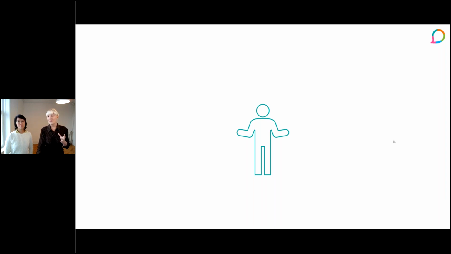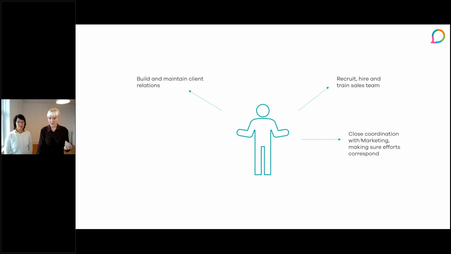And when working as a sales manager, Peter has a lot of job assignments that he needs to balance. So first of all, he needs to build and maintain client relations. He needs to recruit, hire, and train the sales team. He needs to work in close coordination with marketing, making sure that their efforts correspond. He needs to proactively pursue new businesses and sales opportunities.